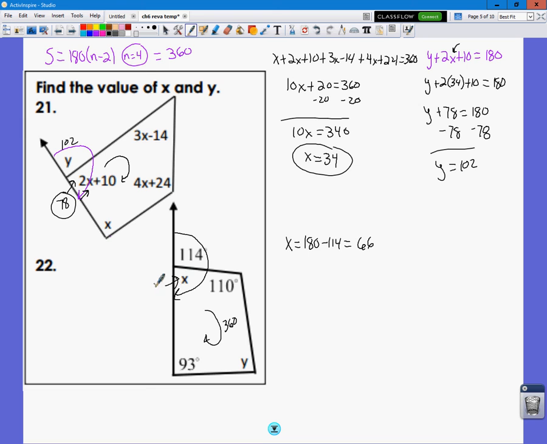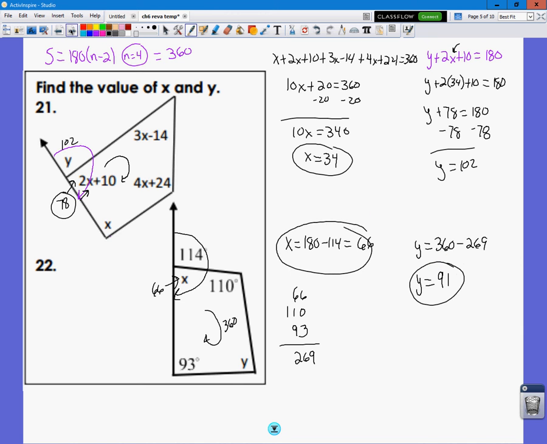And if I put that back in, then I can add all of my angles together. I've used 66, I've used 110, and I've used 93. So I've used a total of 269 degrees. And I know that whatever y is has got to be 360 minus this 269, because there's 360 degrees in here. So y is going to be 91. So x is 66, y is 91.